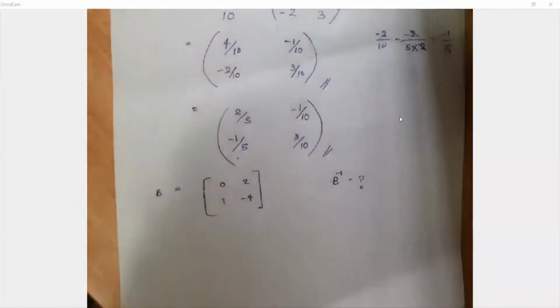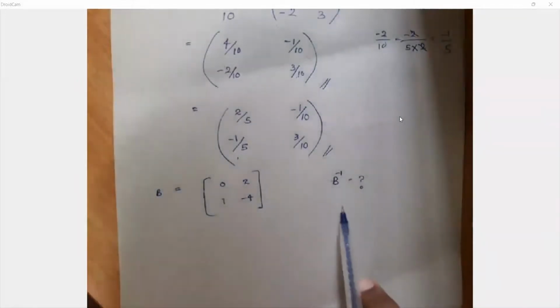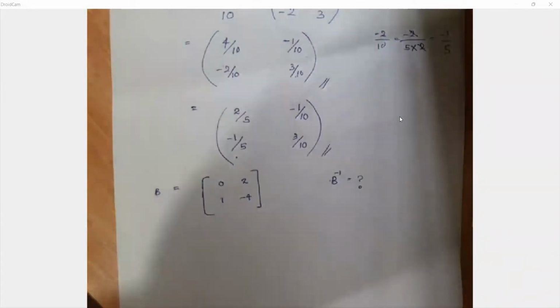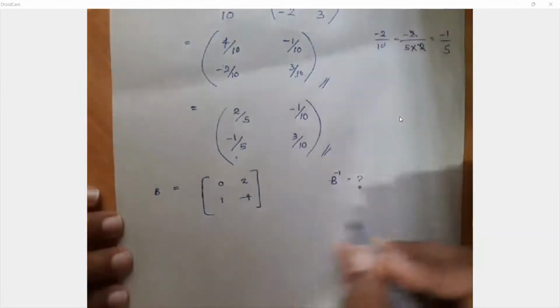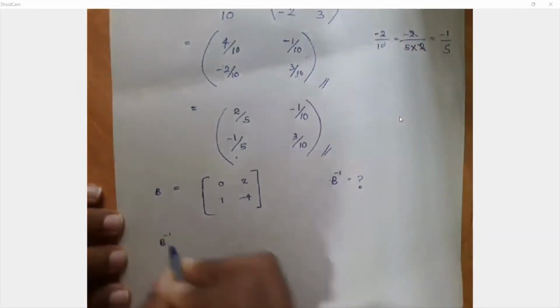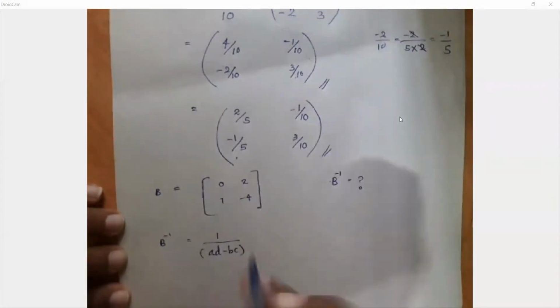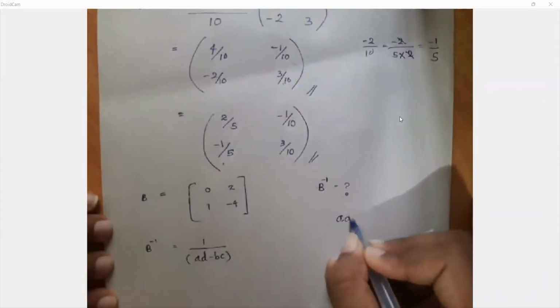How to check that one? What we have to check for B inverse? We have to know whether B inverse exists or not. How to find it? B inverse is 1 over AD minus BC. Okay, we have to check for AD minus BC.